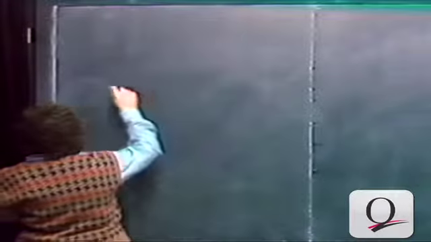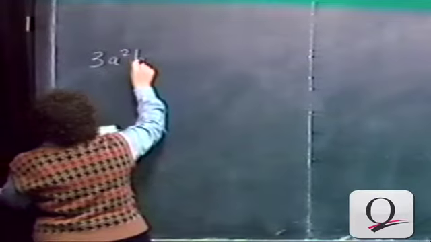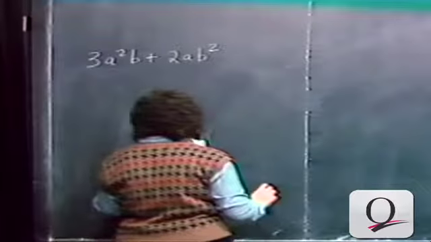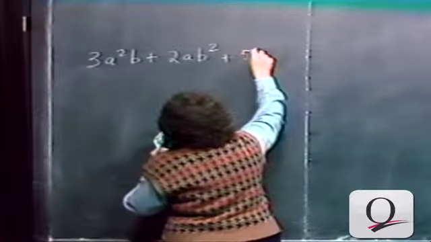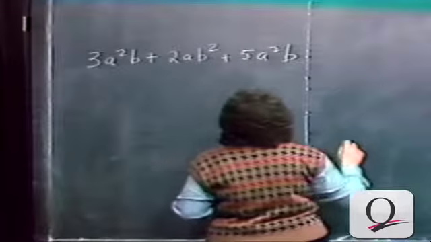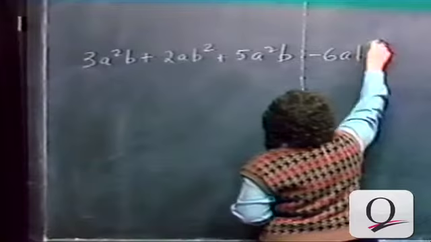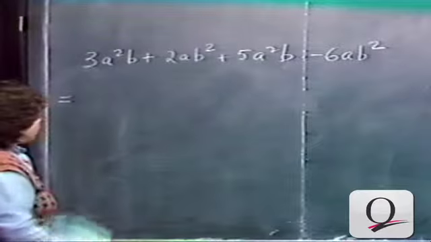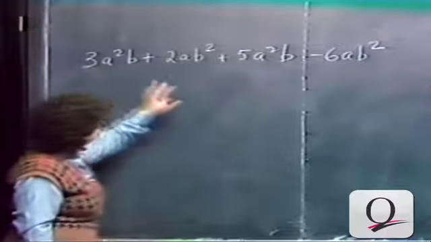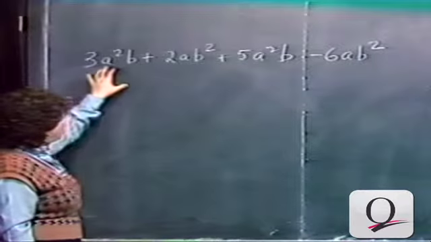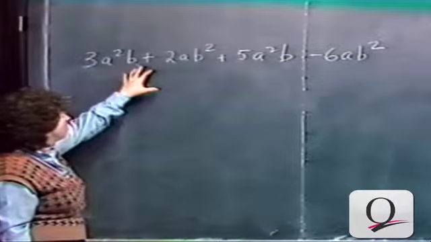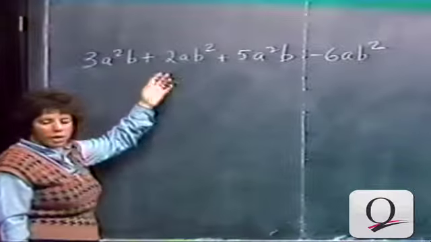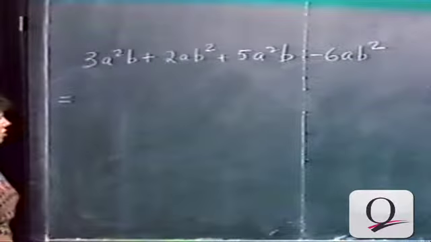Okay, let's simplify this expression. 3a squared b plus 2ab squared plus 5a squared b minus 6ab squared. It is certainly to your advantage to rewrite your terms so that the numerical coefficient precedes the variables, and the variables are written in alphabetical order, so that you will be able to recognize, for example, an a squared b and a ba squared as being really the same variable part.